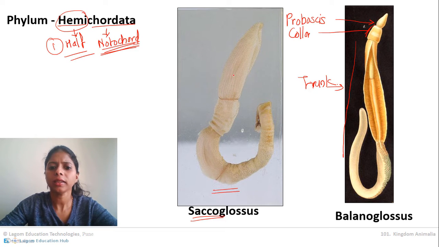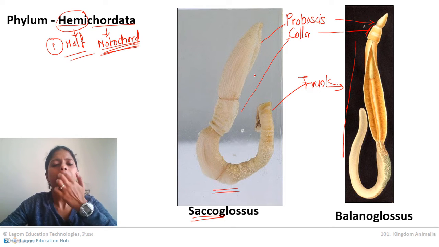Here in Saccoglossus, the proboscis is a little longer. This is the collar and this long part is its trunk. So this is the proboscis, this is the collar, and this is the trunk. Understanding? Now this is its body division.